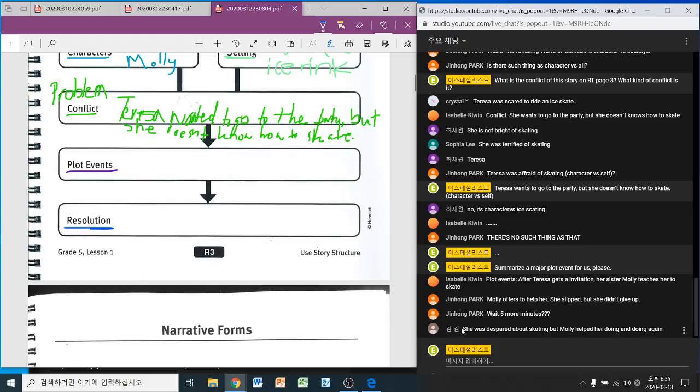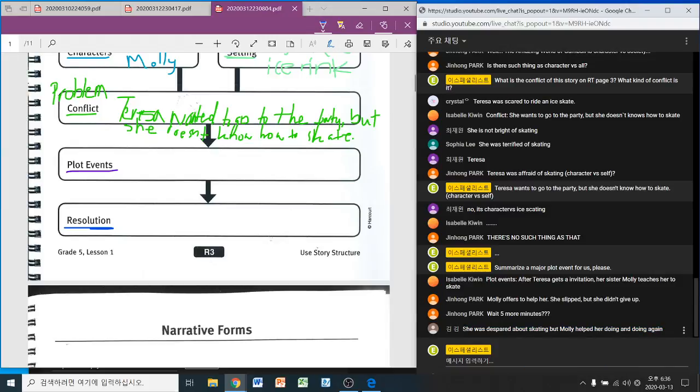Okay. Oh, I have this here. She was despaired about skating. Molly helped her doing it and doing it again. Ah, despair. She was despairing about skating. Ooh, it's kind of hard to use in a sentence. Despair is a good word, but in this case it doesn't quite make sense. Okay, she was despairing about the party. She was despairing because she could not skate, but Molly helped her practice again and again. Let's try that.